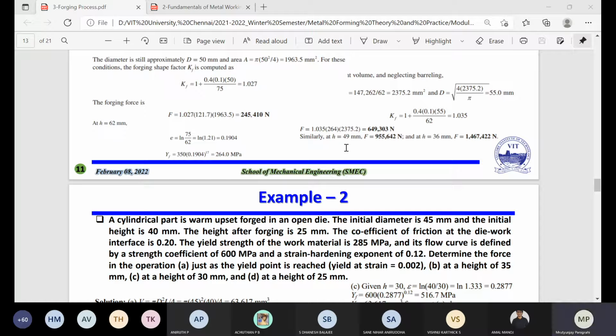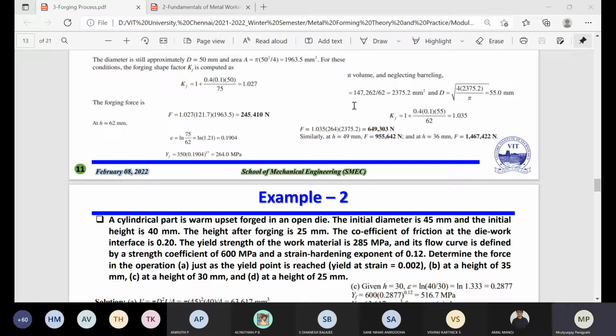So that means you have to find out h when epsilon equal to ln h0 by h, epsilon is given 0.002. h0 is given, but you have to calculate h. Not the height after forging, 25 mm, because when yield strain is 0.002, you are not finding that height. Because the yield point means the initial force. When you have yield strain 0.002, that means this is the initial force, just applied there.